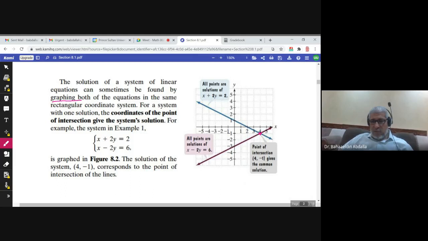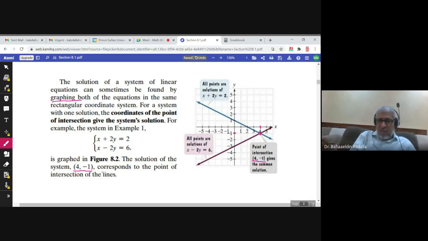The intersection point, 4 and -1. x is 4, y is -1. So you can see that the solution is the point, or the ordered pair, 4 and -1. So 4 and -1 satisfies the first equation. It passes by the first line and it passes by the second line, so it will also satisfy the second equation. So 4, -1 is the solution of the system.